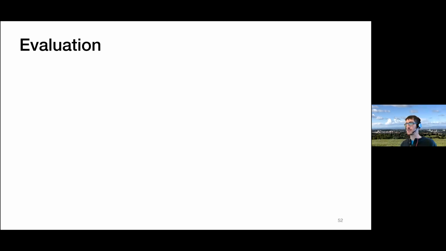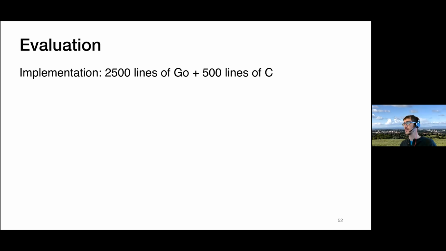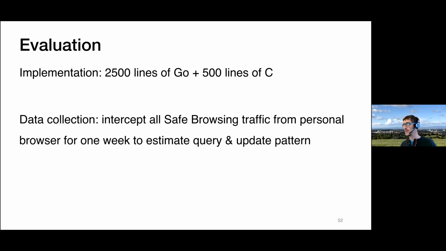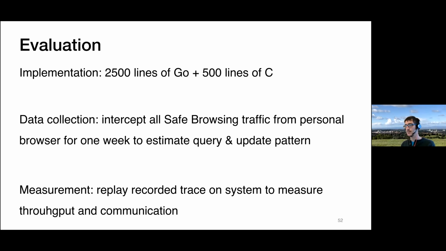The last thing I want to talk about is a preview of the results in terms of the performance of the system. We implemented our system in Go, and the critical parts we also did in C. For the experiments, we ran our system as a proxy that proxies all safe browsing requests from our daily browsing activities, and we recorded all the query patterns, from which you can see the size of the database, the frequency and size of the updates, and how often the user makes queries. So you learn the usage pattern, and we can then replay this recorded trace of queries and updates with all those parameters to measure the throughput and communication of our system.